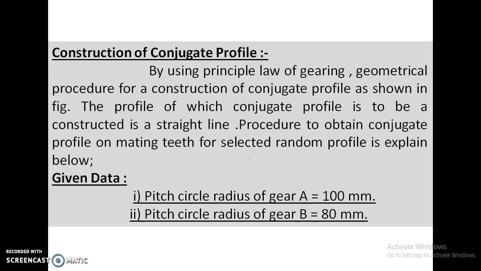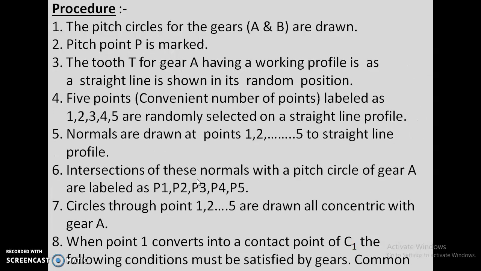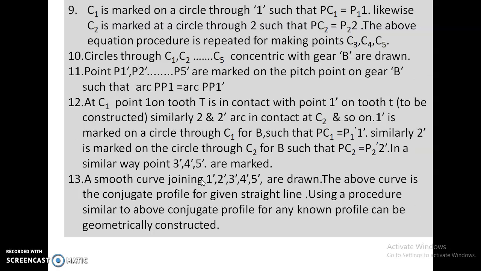Now, construction of conjugate profile. The step-by-step procedure is explained in the next video. The given data is only the pitch circle radius of A and B, that is 180 mm. With this given data, we have to draw a conjugate profile. How to draw the conjugate profile, what this procedure is, is explained in detail in the next video.